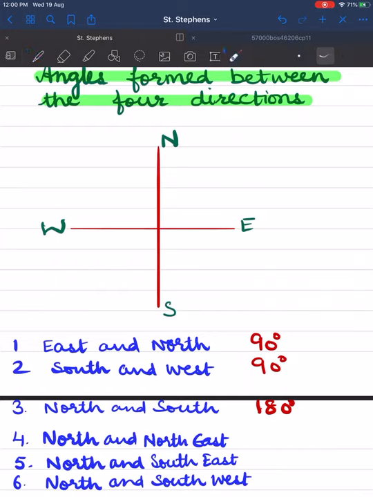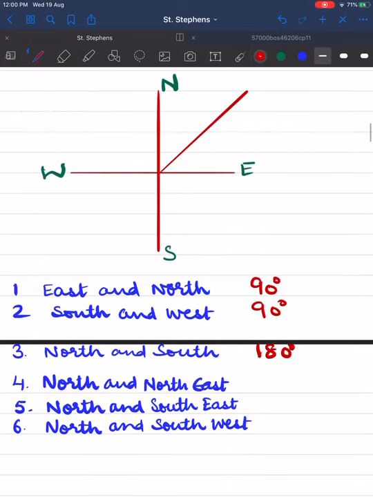North and northeast. So the angle lies between these two directions. So we observe that the angle is less than 90 degrees. So the angle between north and northeast is an acute angle.